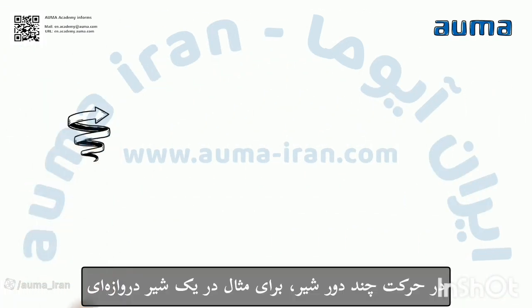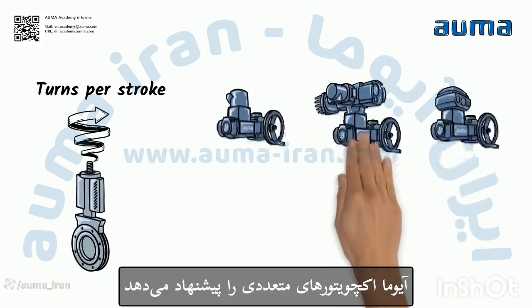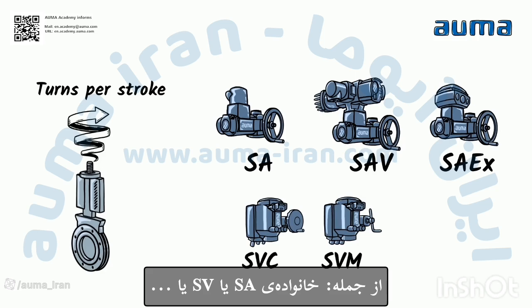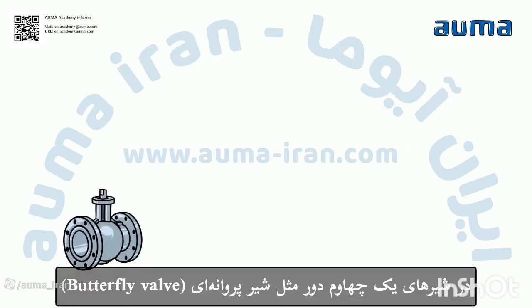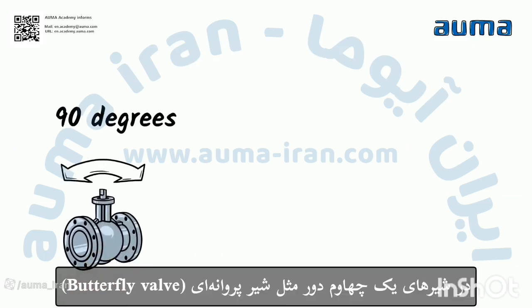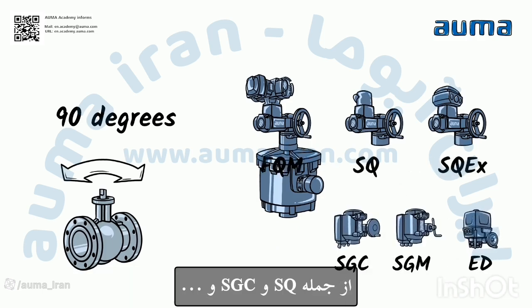For a multi-turn movement of the valve, for example a gate valve, AUMA offers several actuators, for example the SA or SV ranges and more. For part-turn valves like butterfly valves or wall valves, we use AUMA part-turn actuators like SQ, SGZ or ED and more.